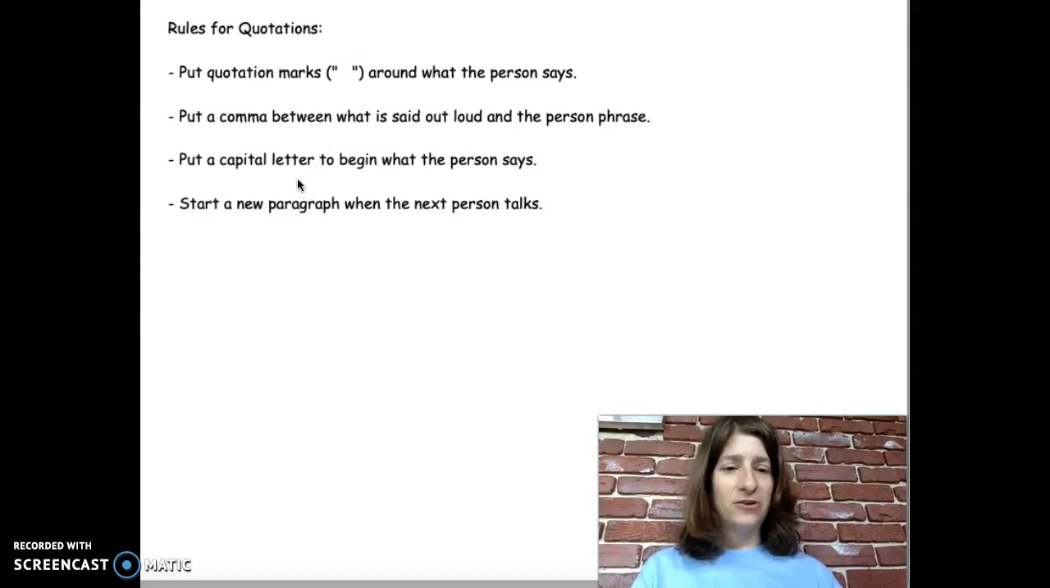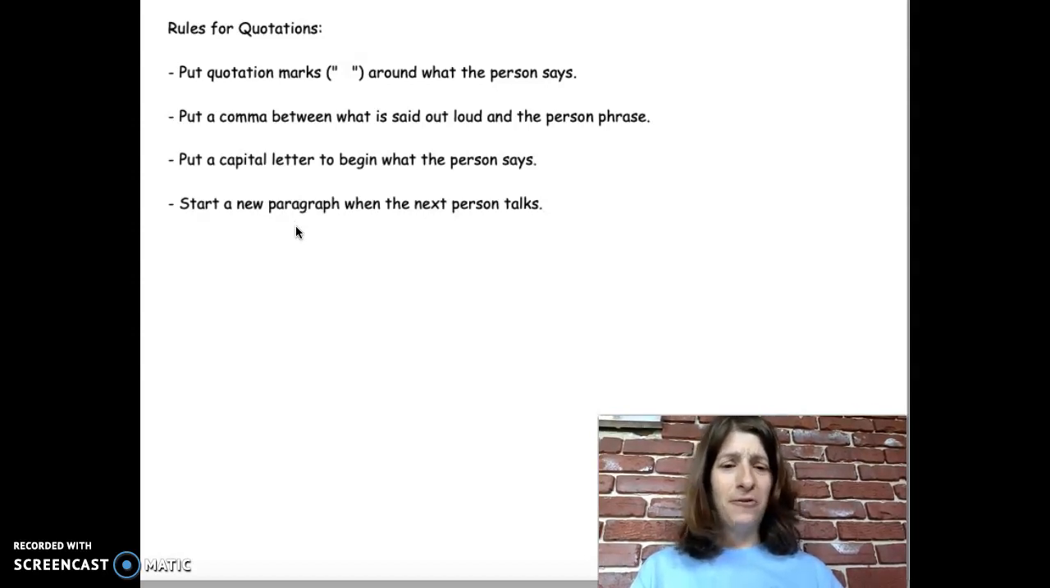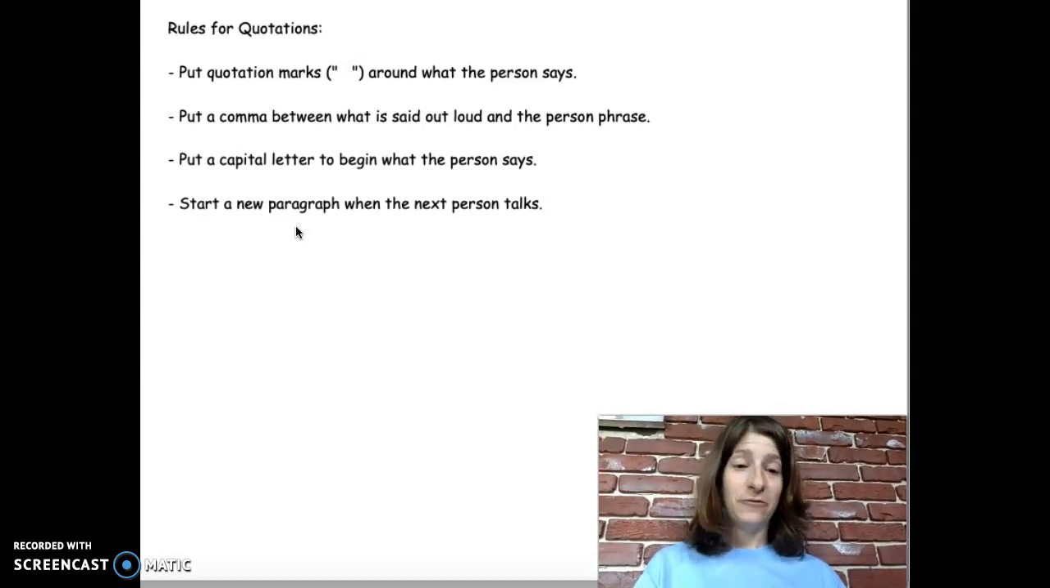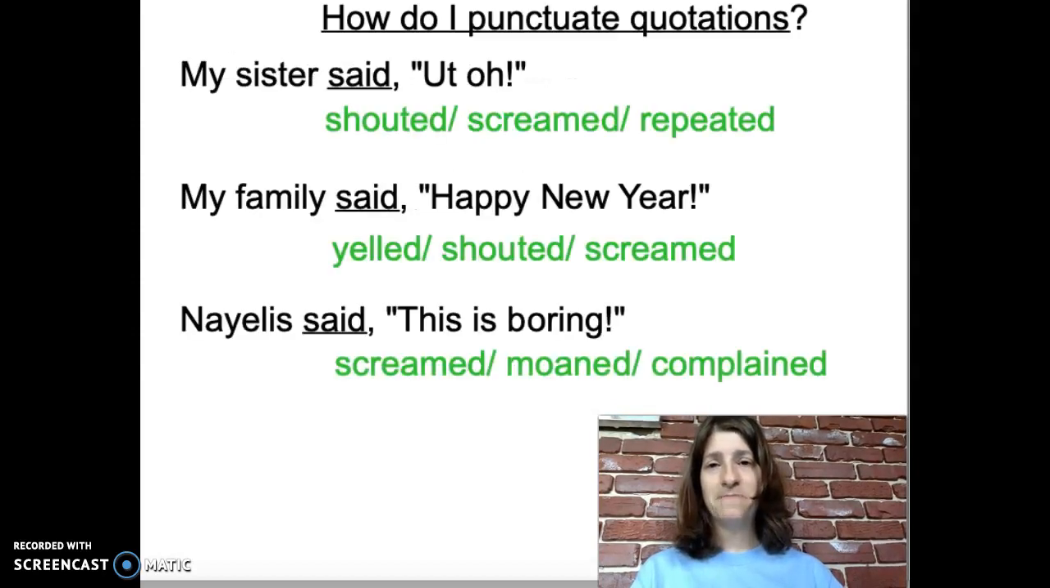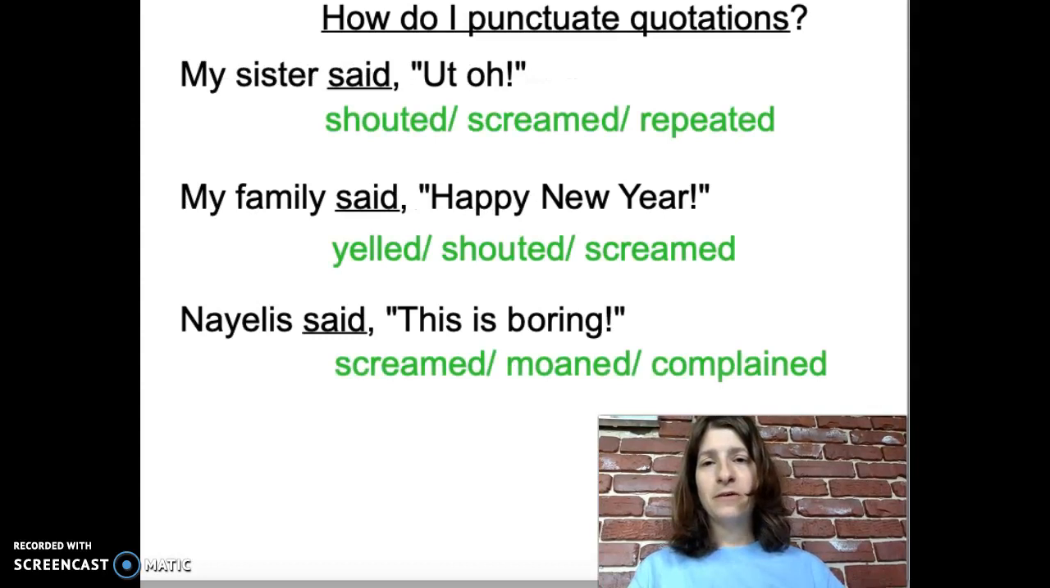Put a capital letter to begin what the person says and start a new paragraph whenever the next person talks. It makes it easier to follow along in a story or in a book so you know whenever a different person is talking. Let's go back to my original page in order to see some of those parts punctuated correctly.